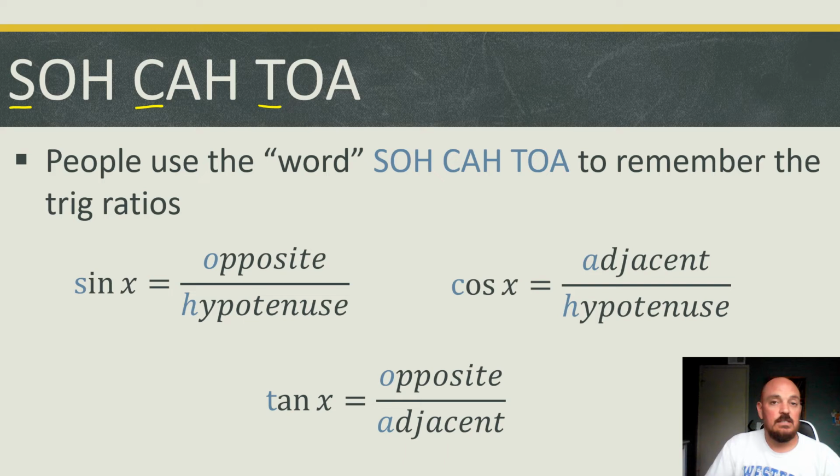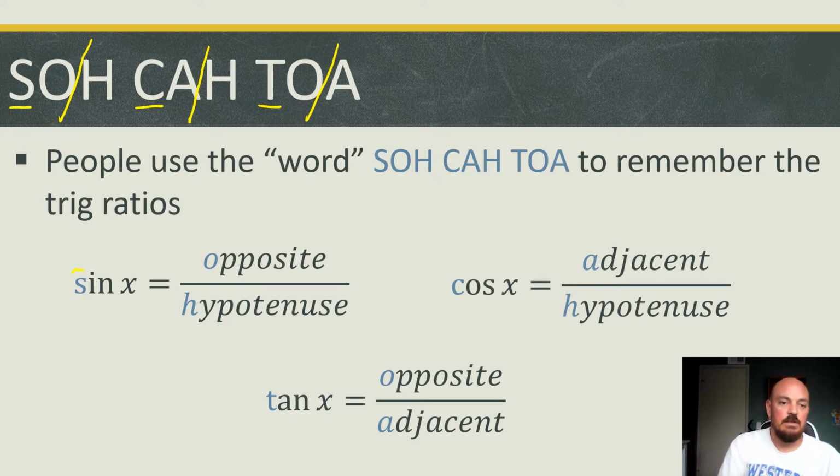Now the second two letters give you the fraction. So when I say S, sine equals, think of this as a fraction right here, opposite over hypotenuse. And then the second one, C, cosine equals adjacent over hypotenuse. The third one, T, tangent equals opposite over adjacent.